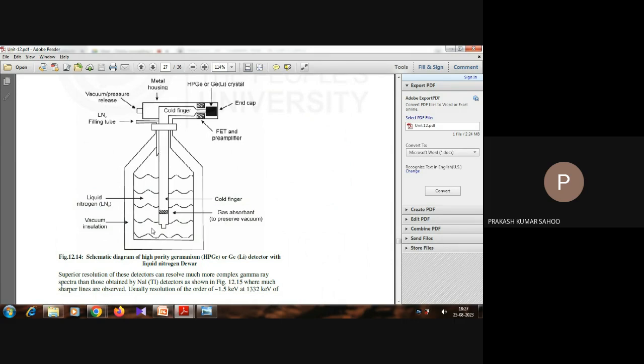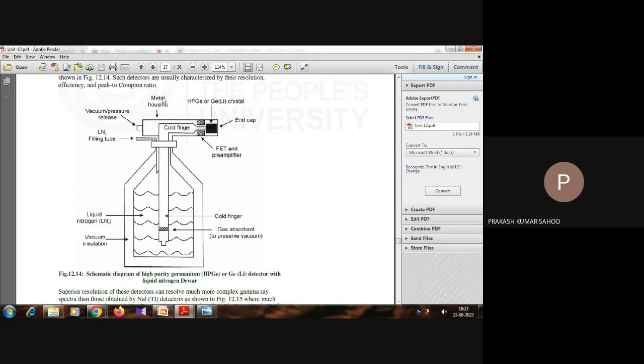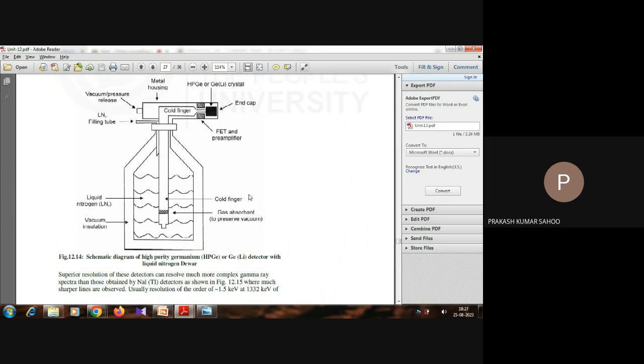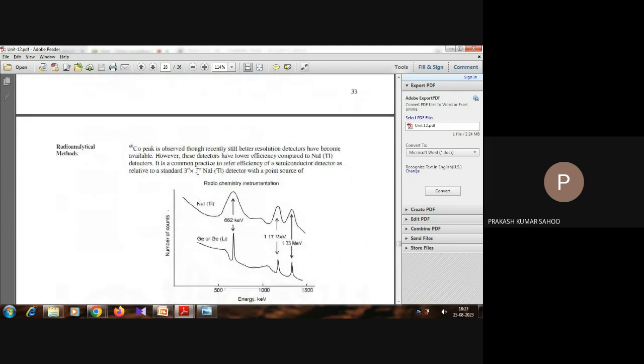That is from the top: it is metal housing, HPGe, end cap, FET, and preamplifier. These things are there. Just read these things, and you will have a broad knowledge of this. That is the instrumentation part.